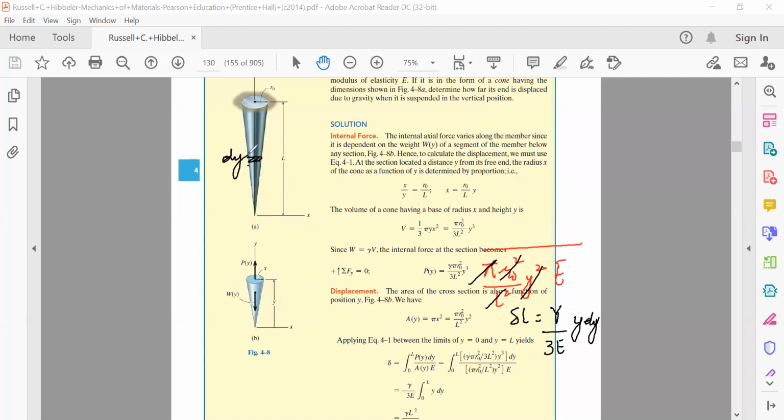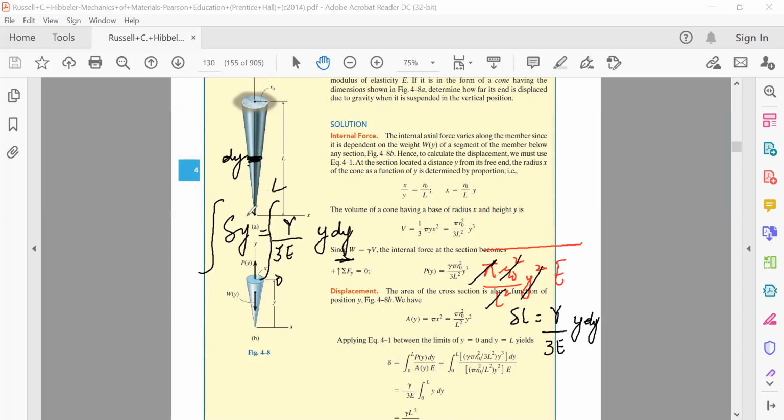Therefore the change in length in this small element is delta y, which is equal to gamma by 3E, y dy. This is the change in length in the small element. What will be the change in length for the entire element? That will be the integral of dy, where the variable of integration y goes from 0 to L.